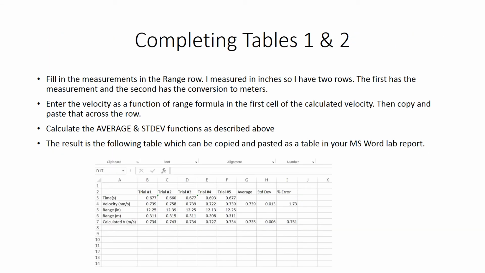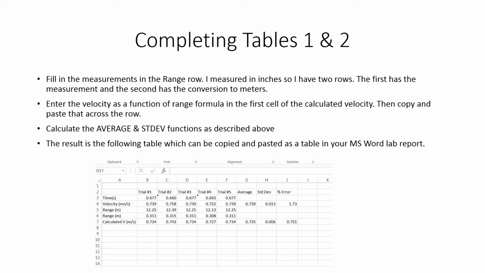Once you've done that, you can add the Table 2 data to the bottom of the Table 1 data. So you need to enter the range and then the calculated velocity. I measured the range in inches, so I put in 2 range rows. The first one is the actual measurement, and the next one is the conversion to meters. And then the last row is the calculated velocity in row.